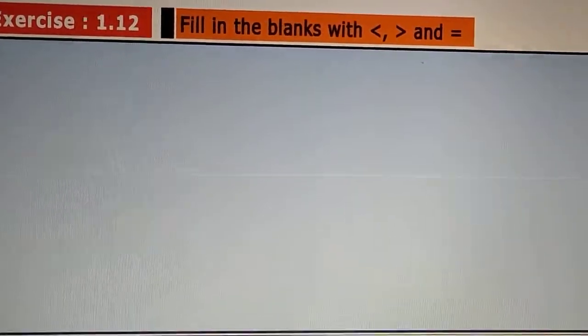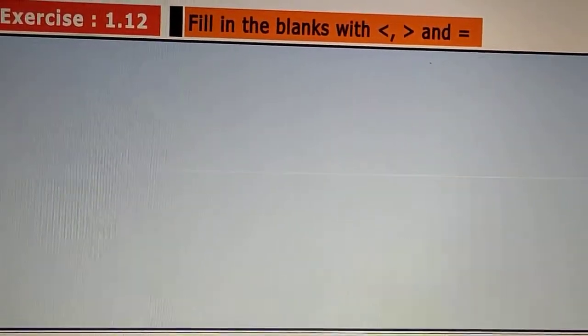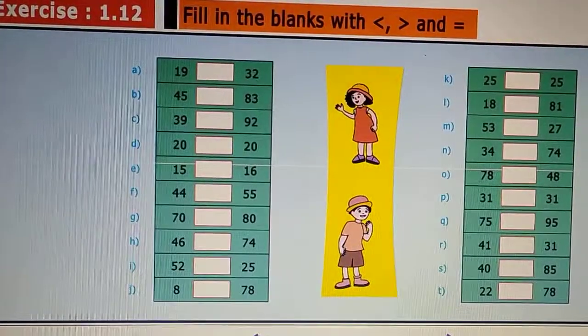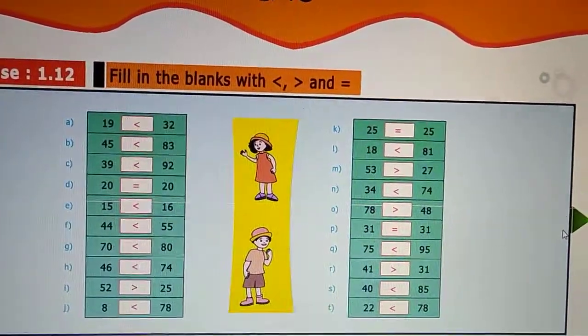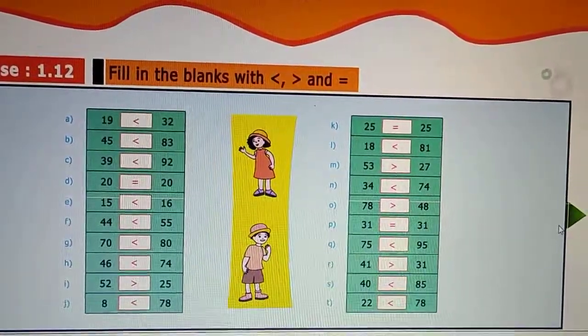Exercise 1.12. Fill in the blanks with lesser than, greater than, and equal to. Children, these are the answers. Same way, copy all these answers to your book.